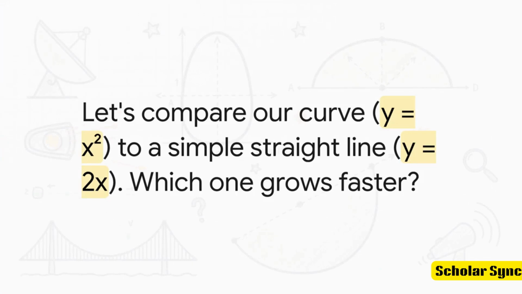To really get this, let's set up a little race. We're going to pit our parabola against a plain old steady straight line. For the straight line, our rule is just going to be y equals 2 times x. It just grows at a steady, predictable pace. So, how's our curve going to stack up?